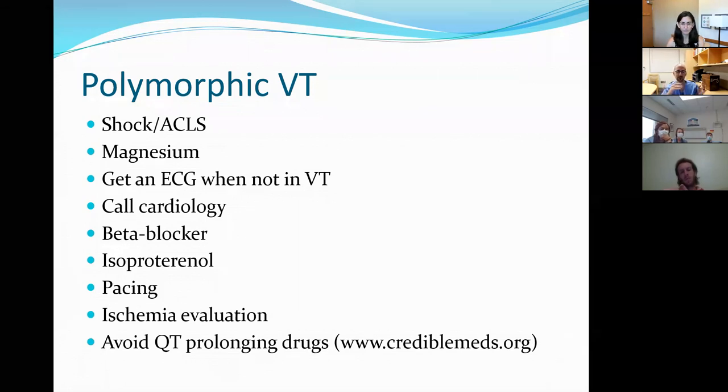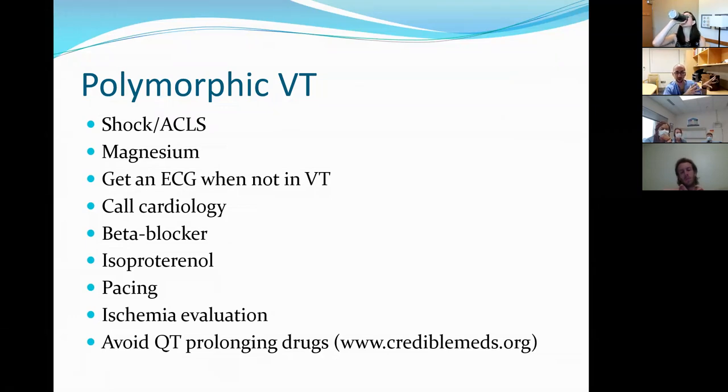Because your big differential when you have someone who's in polymorphic VT is, is it ischemia, or heart failure related, or cardiomyopathy related, or is this torsades related to long QT, or Brugada syndrome, which we don't see super frequently. You're going to be calling us, hopefully, in some way. And if you think it's ischemia driven, then you give them a beta blocker.